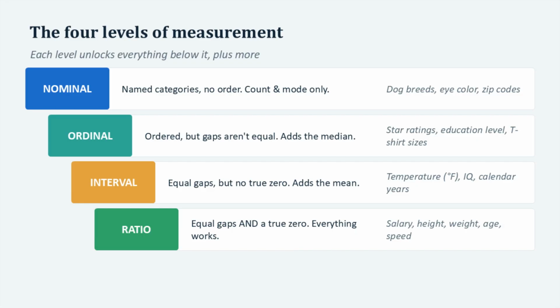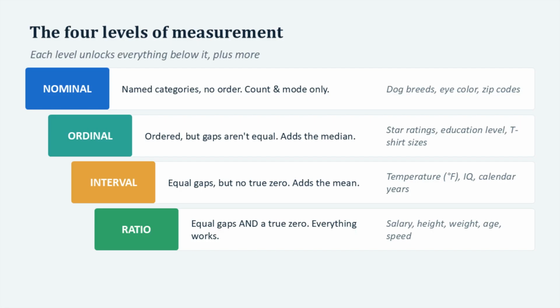And finally, at the very top of the ladder, we have ratio data. This is the most flexible level of measurement. Ratio data has equal intervals, and it also has a true zero. That means 0 actually represents none of the quantity being measured. Think about salary, height, weight, age, or speed. $0 really means no money. 0 pounds really means no weight.